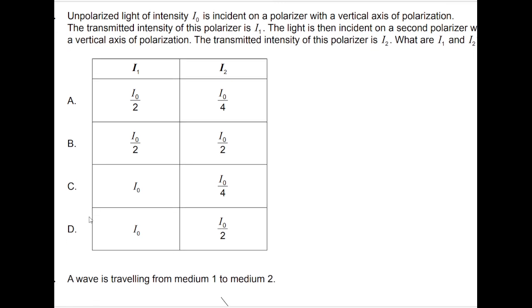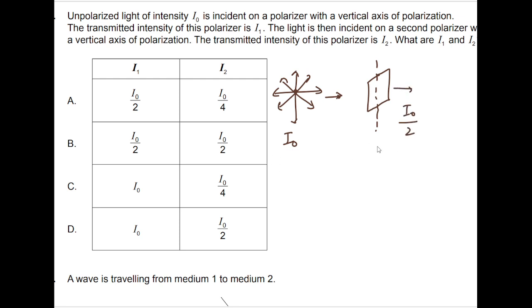Question number 12. Unpolarized light of intensity I naught is incident on a polarizer with a vertical axis of polarization. The transmitted intensity of this polarization is I1. So let's draw the scenario. We have unpolarized light which has vibrations in all the directions. It has an intensity of I naught. Now it passes through a polarizer, and the polarizer has a vertical axis. So obviously when this unpolarized light passes through this polarizer, half of the oscillations will get absorbed, so the light which comes out will be half of the energy, that is I naught by 2.